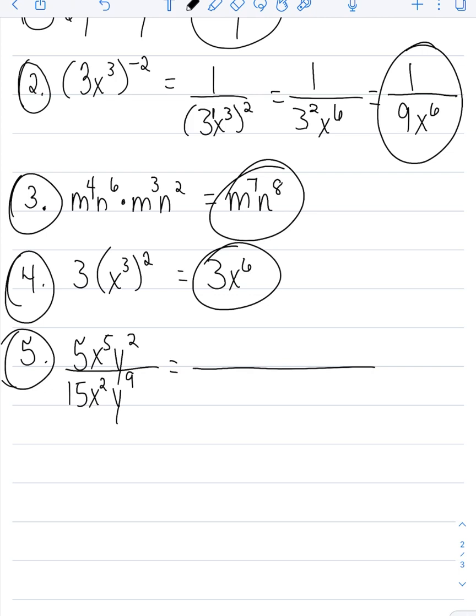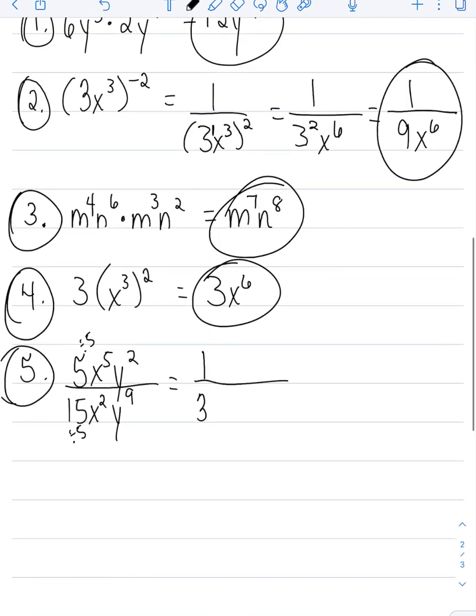So for example, I notice I have coefficients up front. So I want to reduce them first. I have 5 and 15. Both of these are evenly divisible by 5. So 5 divided by 5 is 1. 15 divided by 5 is 3. Now let's deal with our x's. Now we know the quotient rule says to subtract. Here's how I tackle it on here.